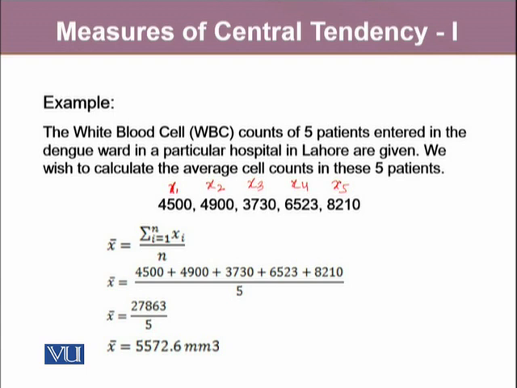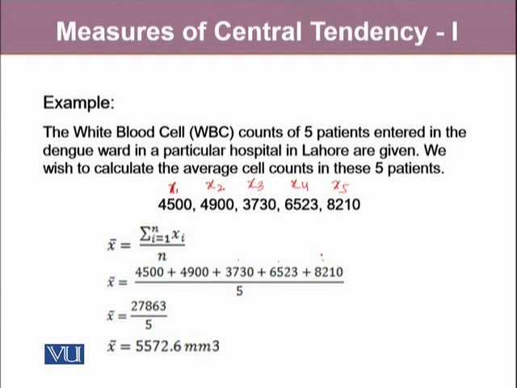If you wish to calculate the mean of these 5 values, it is x bar, which is the sum of xi, i varying from 1 to n, divided by n. That is the sum of all the observations, x1 plus x2 plus x3, x4, x5, divided by 5, and this all adds up to 27,863. If we divide this sum by the number of observations, since we added 5 observations, we divide it by 5, and the answer turned out to be 5,572.6 cell count.